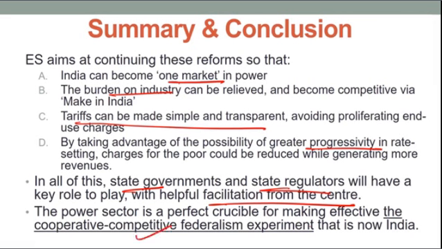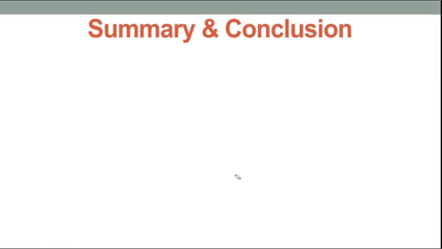So competitive federalism. Center also has to cooperate in all these things, and states have to cooperate with each other for a proper open market, one market, to happen. So both these aspects come into the federalism experiment. So that is the end of the lecture. We will now address a few questions.